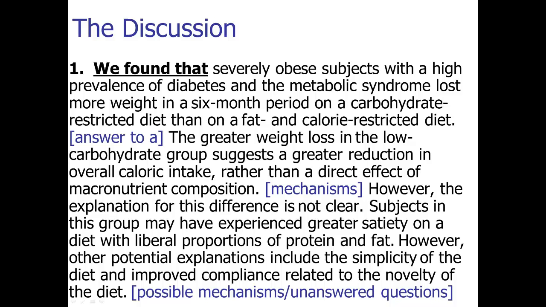Maybe if you're able to eat meat, you feel more full, so therefore, you eat less. Or maybe it's just has to do with the simplicity of the diet. So they're trying to give some possible reasons why they might have seen the result that they did. So possible mechanisms and unanswered questions. So they get a little bit into the supporting details within that first paragraph.